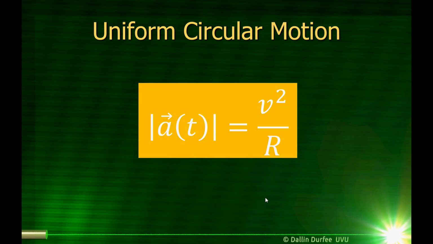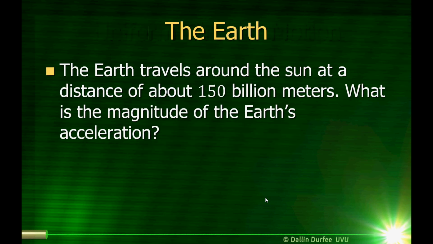All right, so one important thing to remember, once again: if I have something moving in uniform circular motion, the magnitude of the acceleration is just v squared over r.